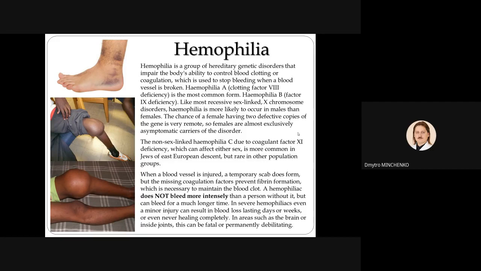This can be fatal or debilitating if this happens inside important organs, such as the brain. It can also happen inside joints, leading to what you see in the pictures, a condition known as hemarthrosis, that can cause severe deformation of joints. And if multiple bleedings occur over time, it can lead to permanent destructive changes inside the joint and complete loss of joint function, disability.